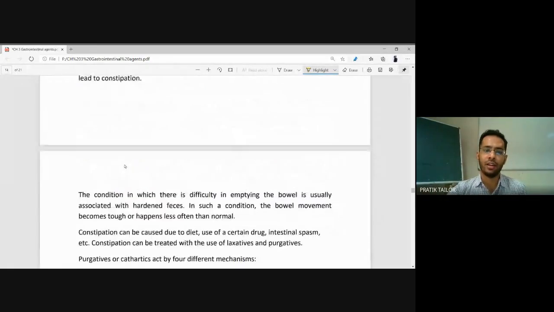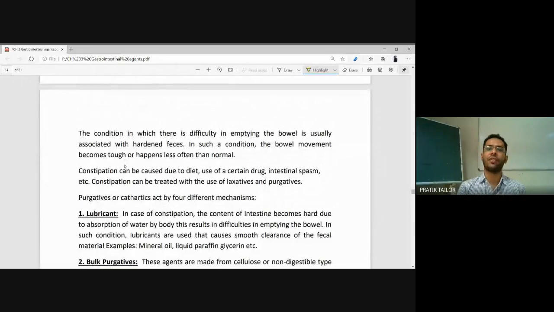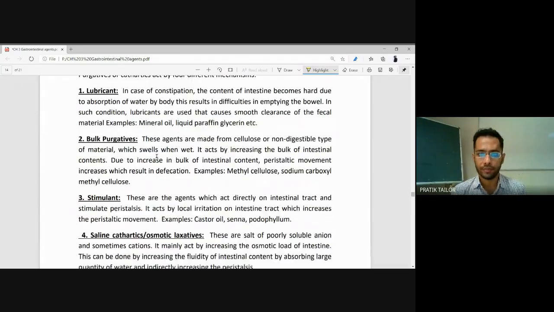And how do we get this defecation reaction? For that, the peristaltic movement of your intestinal muscle is there. It works like this: contraction, relaxation, and this is how it passes the content out of the body. Different mechanisms can be involved, like lubricant.